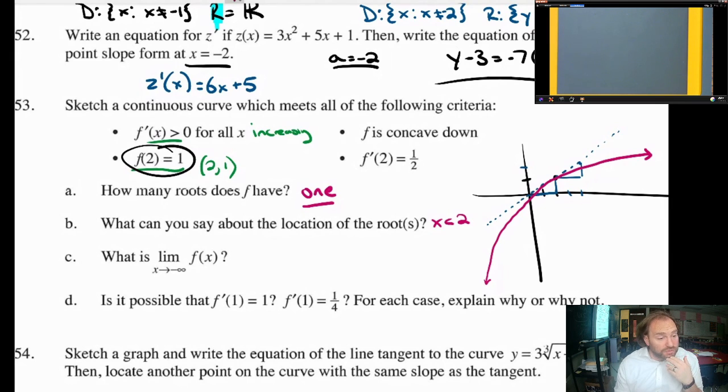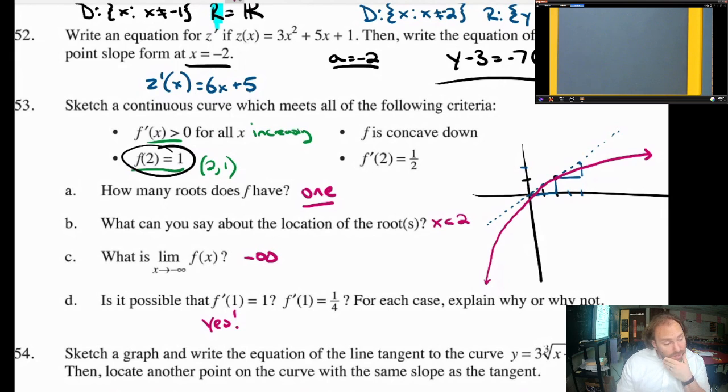What is the limit as x approaches negative infinity of f of x? Well, it's negative infinity. And I think that has to be the case since this graph has to be increasing. If you go back in time, it has to go decreasing. Is it possible that f prime of 1 equals 1? I think that's possible. I think my graph actually kind of looks like that. I think that's a yes.